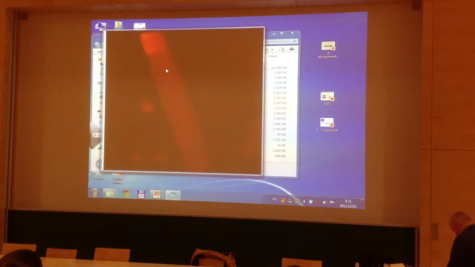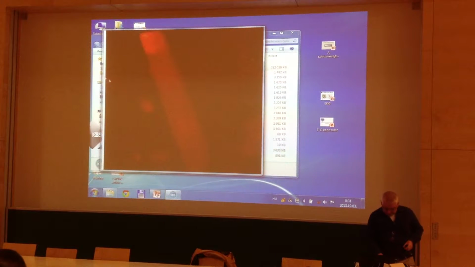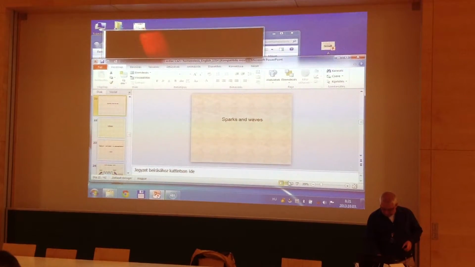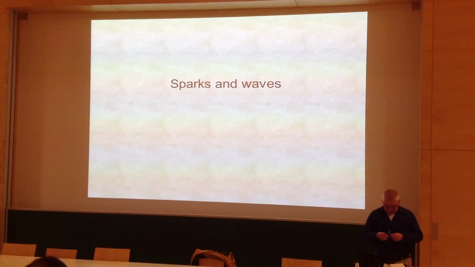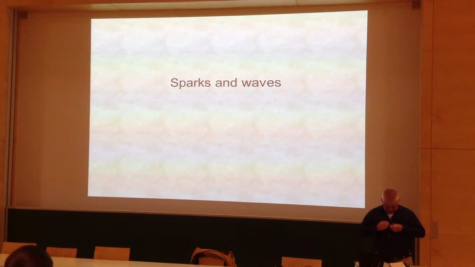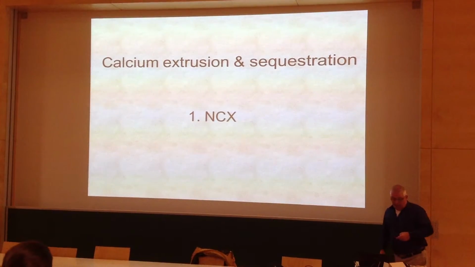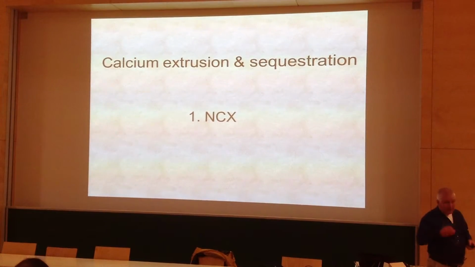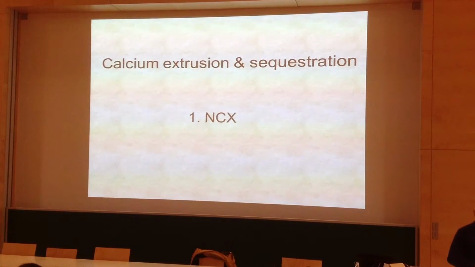So this is how the calcium moves in the cell. These flashes are sparks, and the big ones are called waves, and these sparks and waves are generated by the ryanodine receptors.